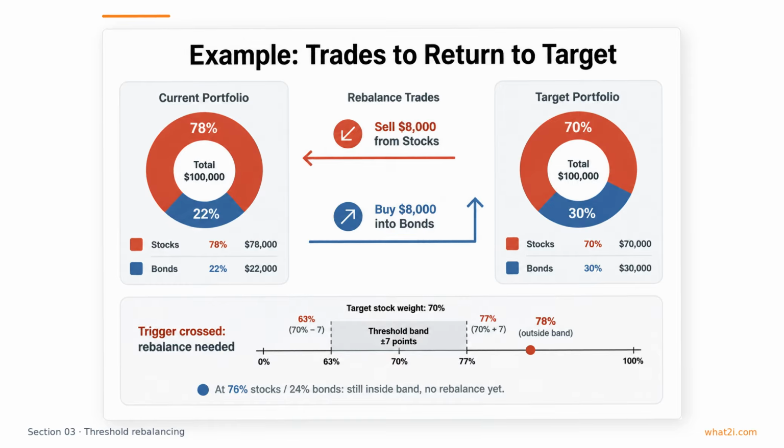Notice the value of the threshold rule here. At 76% stocks, she would still be inside the allowed band and would not need to trade yet. The rule makes the decision objective rather than emotional.